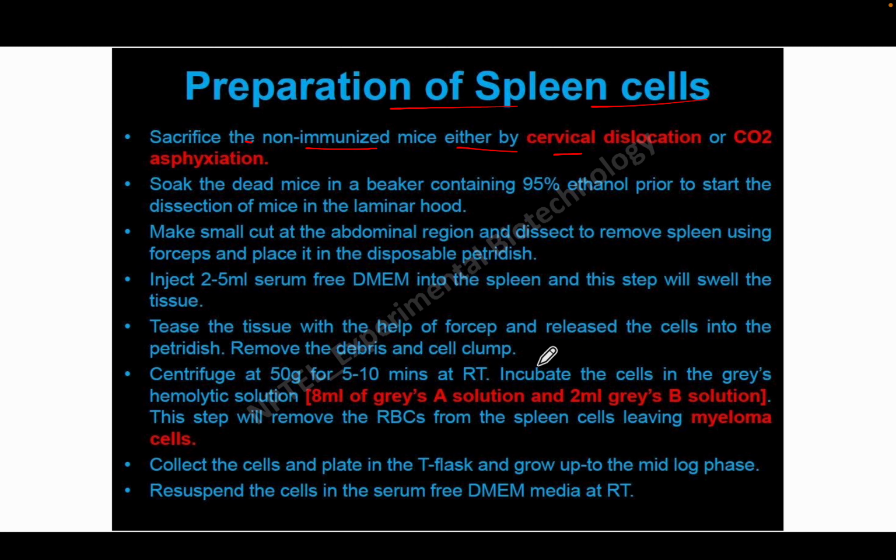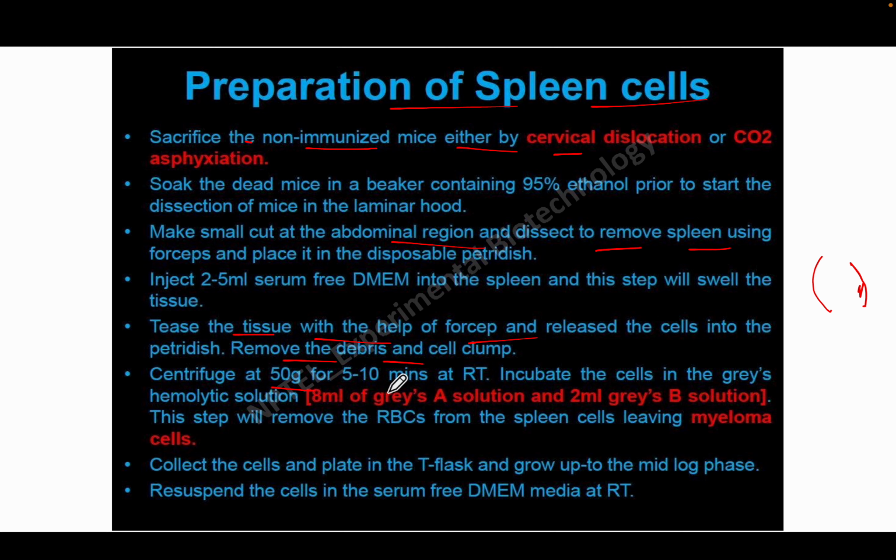Then you soak the dead mouse in a beaker again to sterilize it. You cut at the abdominal region and dissect to remove the spleen. Spleens will be in the abdominal region. You dissect it out using forceps and keep it in a disposable petri dish. Inject 2 to 5 ml serum-free DMEM into the spleen; this step will swell the tissue. Then tease the tissue with the help of forceps and release the cells into the petri dish. Remove the debris and cell clumps.